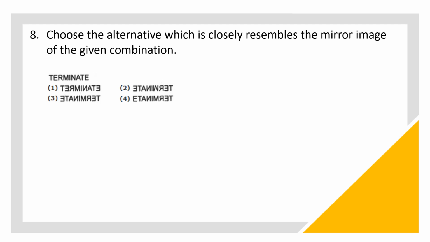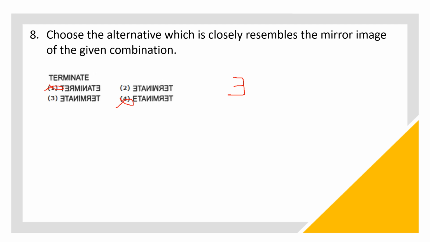Next, terminate. So first E T A, like that it will come. So first E will come. So option 1 is wrong. Then check 2, 3 and 4. Option 2, what is the mirror image of E? Like this it will come. So in option 4, the original image is there, so this is not an option. So 2 and 3, check 2 and 3.